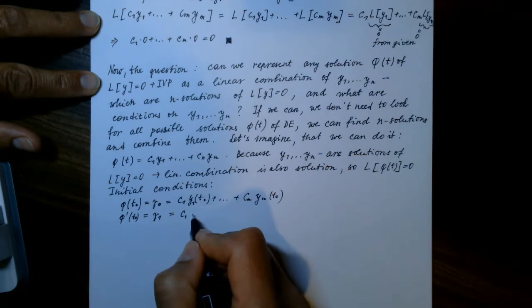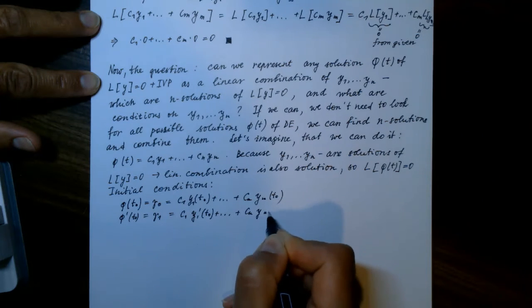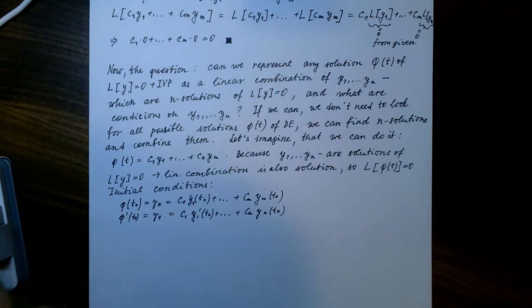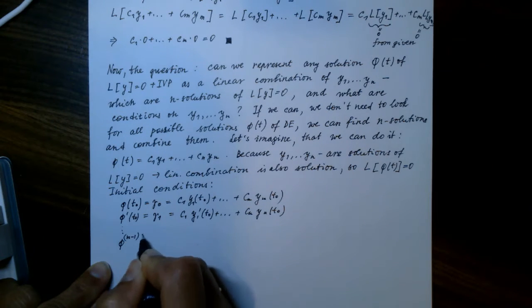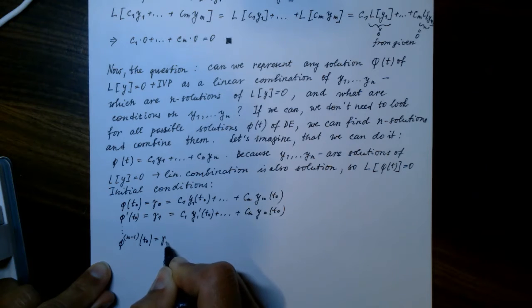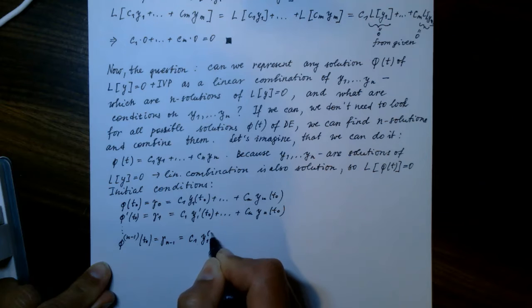And the second side, my right side, is going to be made out of the linear combination where I plug in the very same t0 and make it equal to gamma 0 or gamma 1, depending on what it is. The first derivative is going to be gamma 1, and so on until we reach the last derivative, which is n minus 1, right?